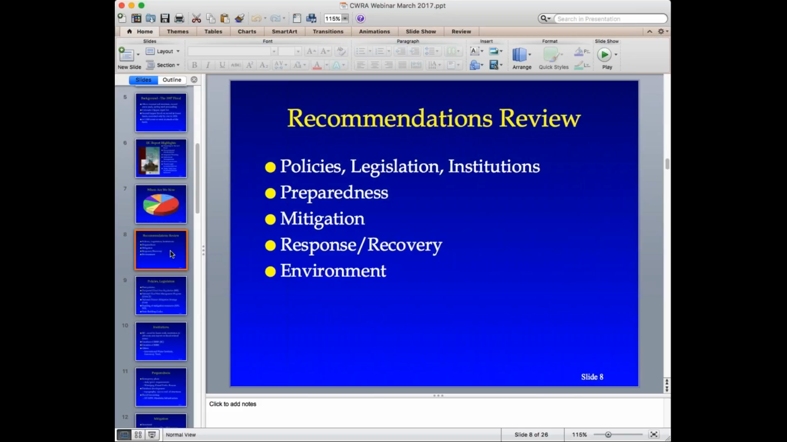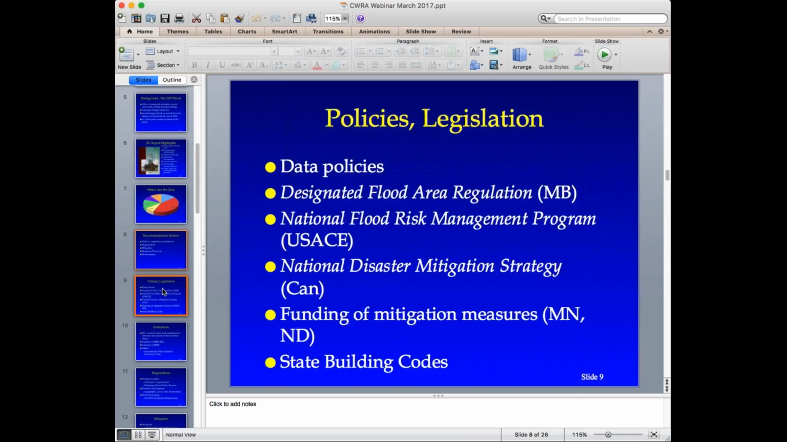The recommendations of the International Joint Commission covered a number of areas, but generally related to policies, legislation, and institutions in the Red River Basin, and then covered the emergency management cycle of preparedness, mitigation, response, and recovery. And then, as I mentioned earlier, there are a number of recommendations that had an environmental context. I'll just step through some of those now and share them with you.